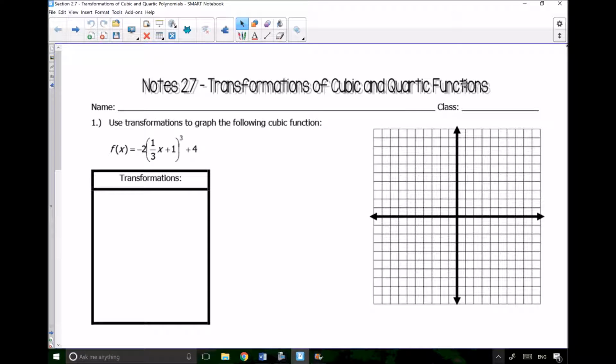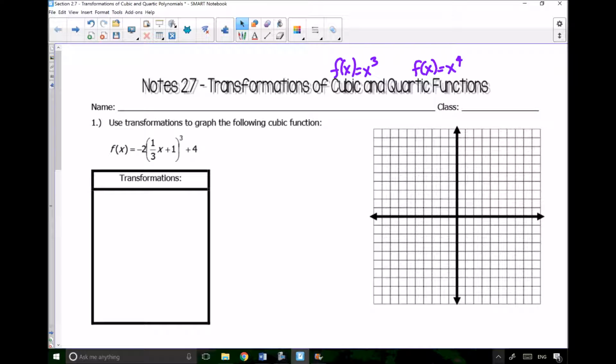Hello, everyone. We are on Notes 2.7, which is on transformations of cubic and quartic functions. So now what we're going to do is apply what we know about transformations to our new functions that we've learned this unit, including cubic functions, which remember is f of x equals x to the power of 3, and then quartic functions, which is f of x equals x to the power of 4. Okay? So, the first thing I want to do is question number 1.